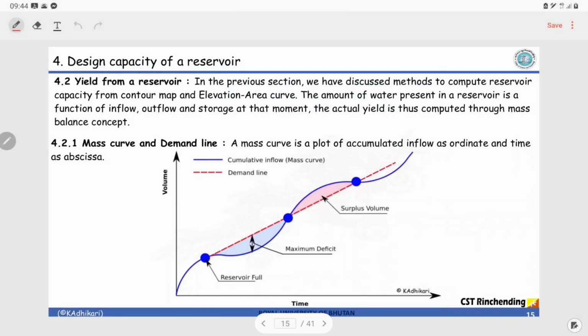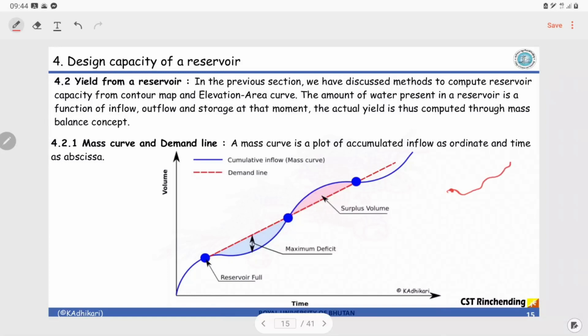Okay, to get straight onto the topic, let's first understand two things, that is cumulative flow and the demand line, which is also cumulative. So let's understand what cumulative means. Now, if there's a river, for instance, let me draw a river here, and at this point you are measuring discharge.